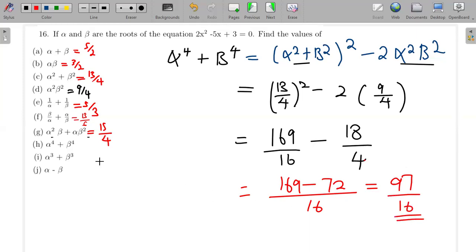So that will be the answer. The answer for alpha to the power 4 plus beta to the power 4 is simply 97 divided by 16.